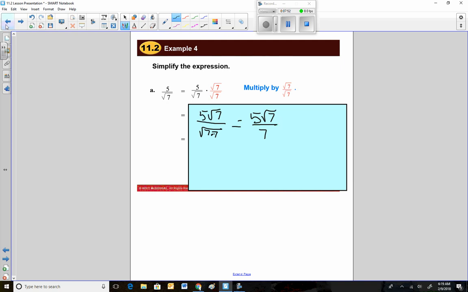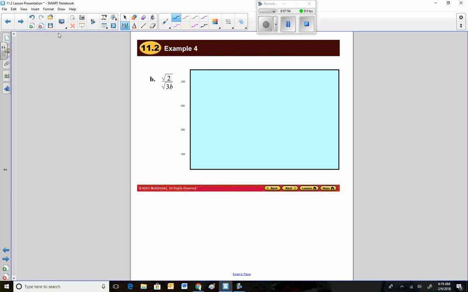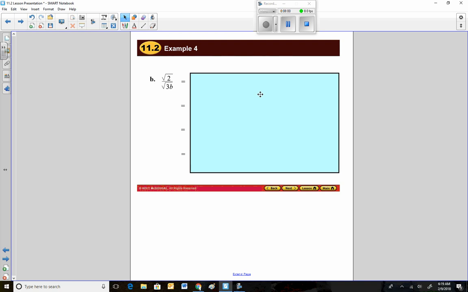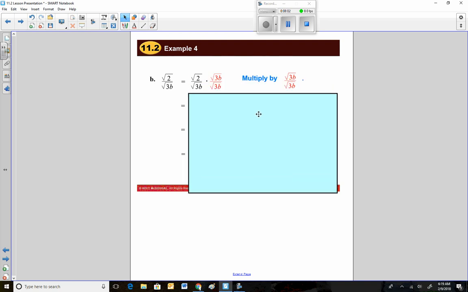All right, let's take a look at another one. Now notice we have a radical in the bottom, so we're going to multiply the top and the bottom by that same exact denominator, root 3b. So what happens? We have root 3b times root 3b, so that allows us to have 3b in the bottom. Grab my pen. 3b goes in the bottom, and 2 times 3 root b, so we put that all underneath one radical.